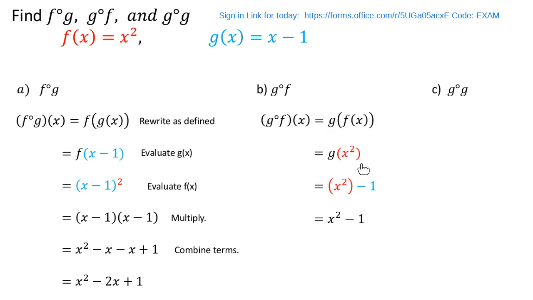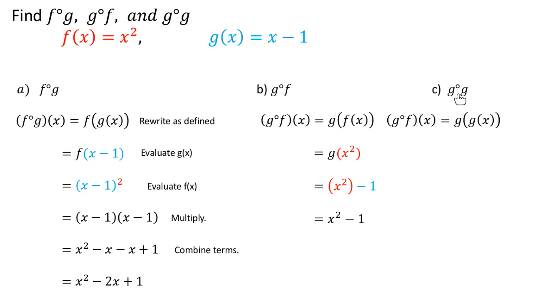For letter B, this time f of x is inside, which is x squared. So we're going to take our x squared and plug it in for my x here. So we end up with x squared minus 1. And so the composition of g of f of x is x squared minus 1.